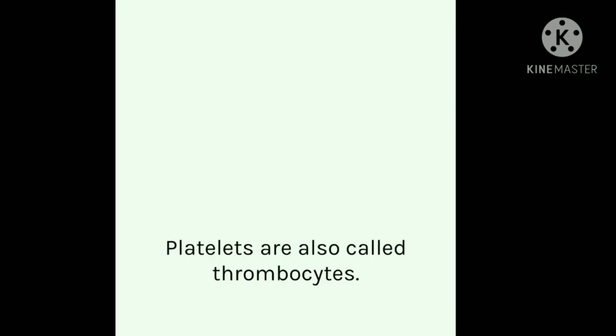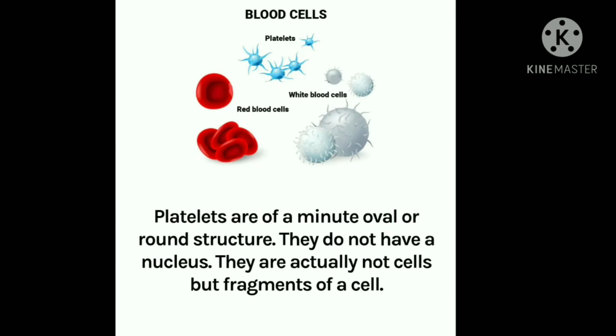Now we will see the platelets. Platelets are minute oval or round structures. They do not have a nucleus. They are actually not cells but fragments of cells. Here you are able to see the platelets.